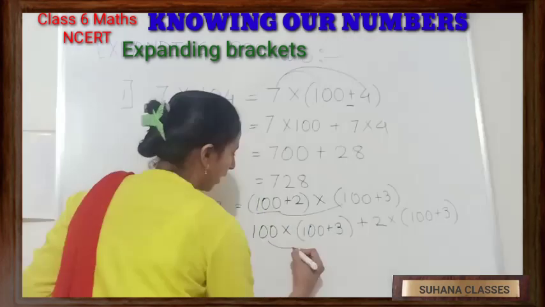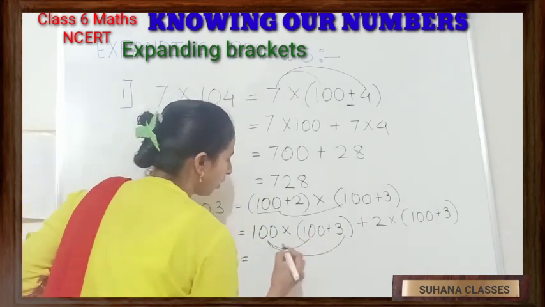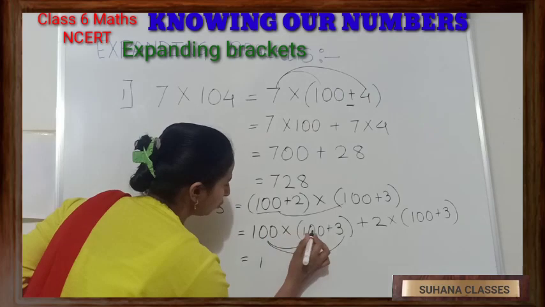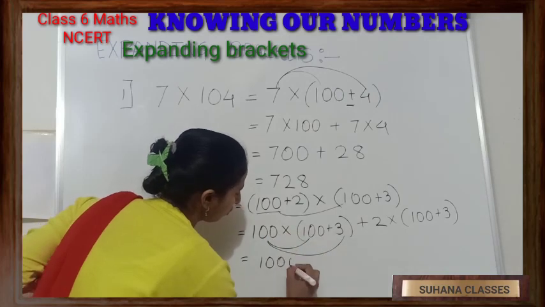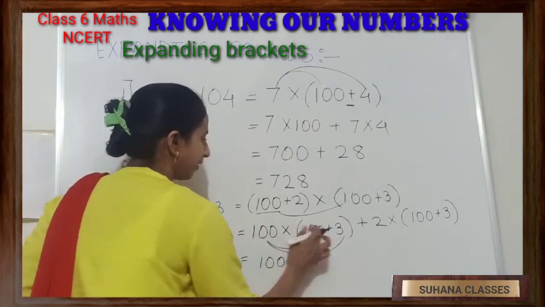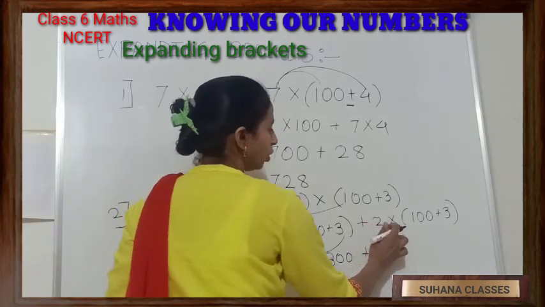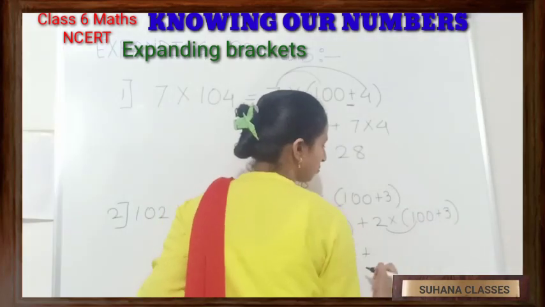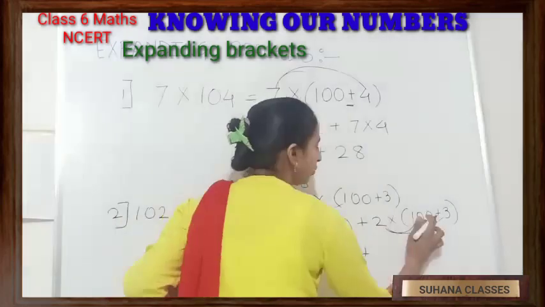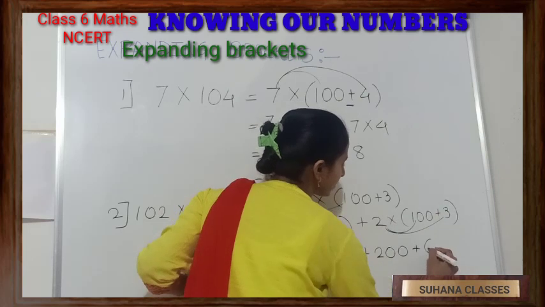So now 100 multiplied by 100, and 100 multiplied by 3. 100 into 100: 1 into 1 is 1, and how many zeros? 1, 2, 3, 4. Inside the bracket there is a plus. 100 into 3 is 300. Plus here 2 into 100: first multiply by this number, then again multiply 2 by 3. 2 into 100 is 200, plus 2 into 3 is 6.